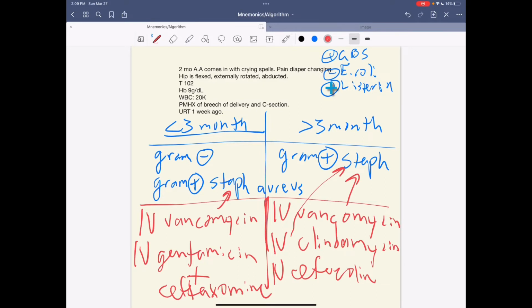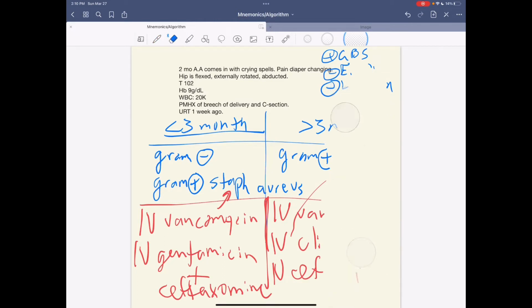Right, it's like a little gram-positive cephalosporin. So this is what you can give. All right, so that's everything you need to know about septic arthritis. Another thing here that I really want to point out is basically how it presents.